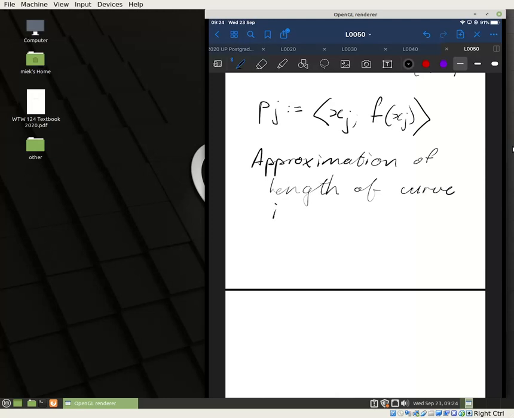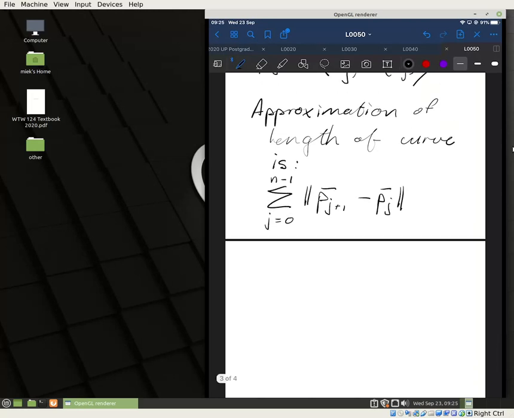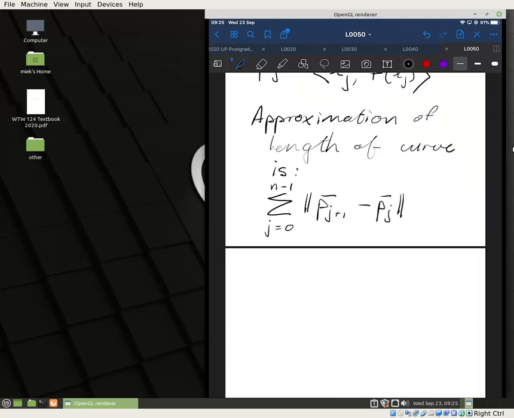So what is an approximation? An approximation is going to be the sum from j to n minus 1 of p_{j+1} minus p_j, so the norms of these vectors. And if you just think about what this is, so what is this?